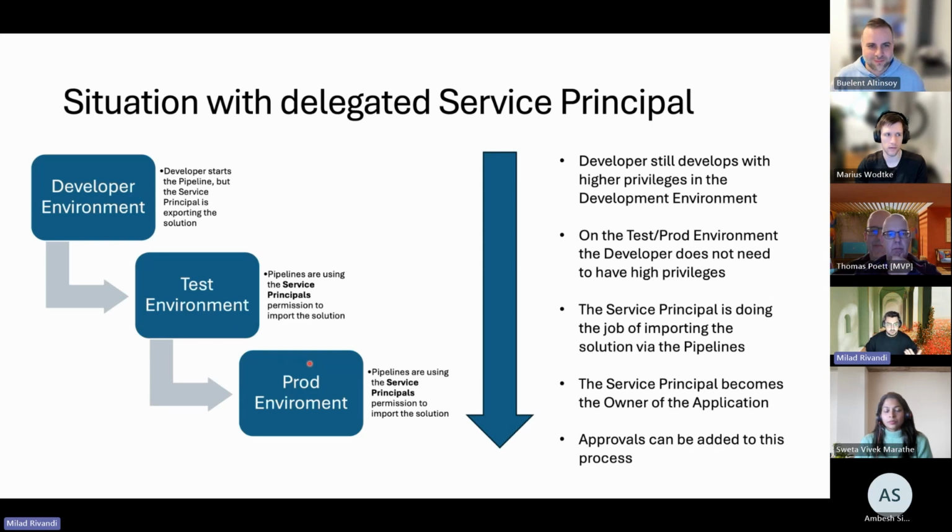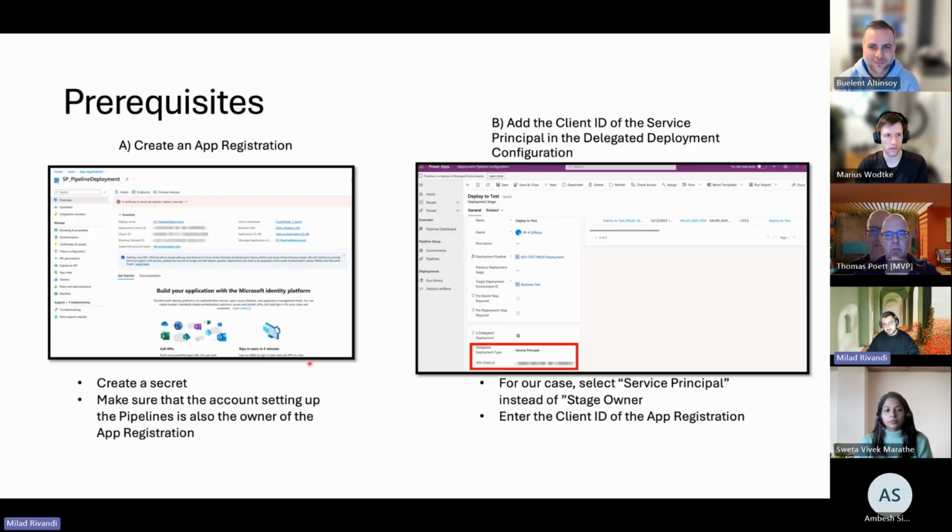And therefore, as said, the developer doesn't need these higher privileges on the test and prod environments. So how can I create such a delegated service principal? How does it work? I put some screenshots in it, because not everything can be shown directly, but there's also a short demo at the end of how it looks from the end user perspective.